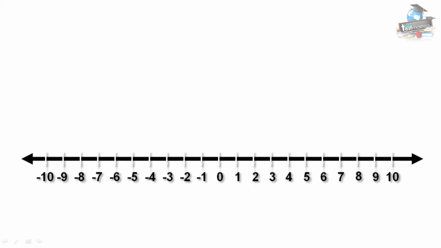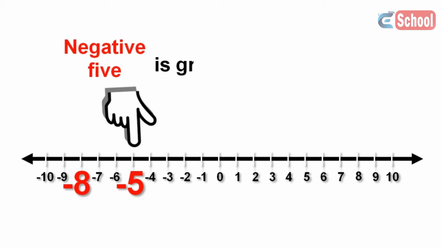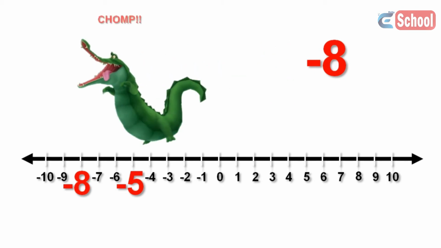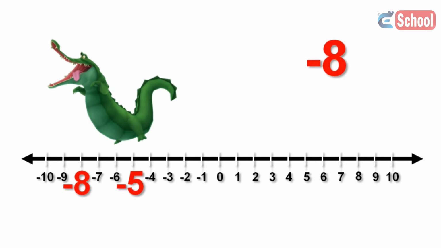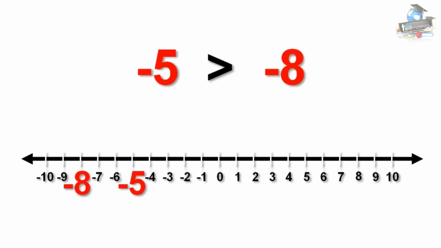Now let's compare some negative numbers. Negative 5 and negative 8. Negative 5 is further to the right than negative 8. So we can say that negative 5 is greater than negative 8. Let's use the crocodile to help us remember the symbol. The greedy crocodile eats the bigger number. So this says negative 5 is greater than negative 8.